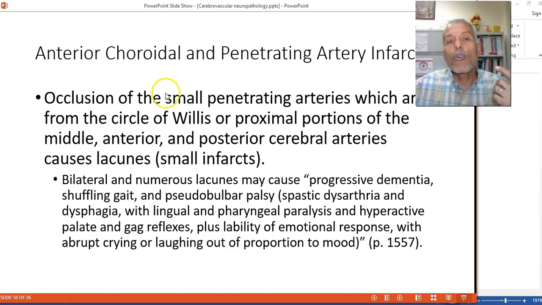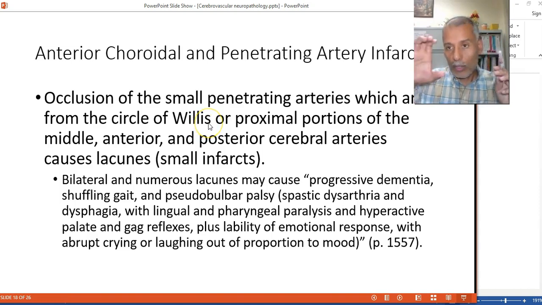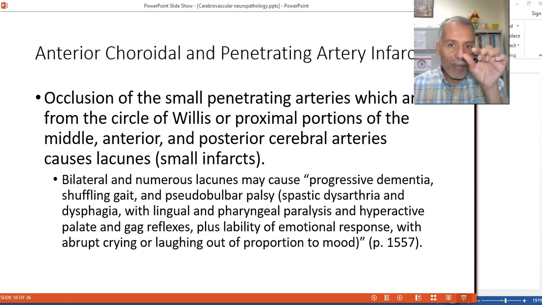Then anterior choroidal and penetrating artery infarcts. These result from occlusion of the small penetrating arteries that arise from the circle of Willis, for example. The circle of Willis, remember, is an area that connects all the blood vessels in the brain, and the saying goes that no one has a perfect circle of Willis. Some people are missing certain branches, some people are missing certain connections.